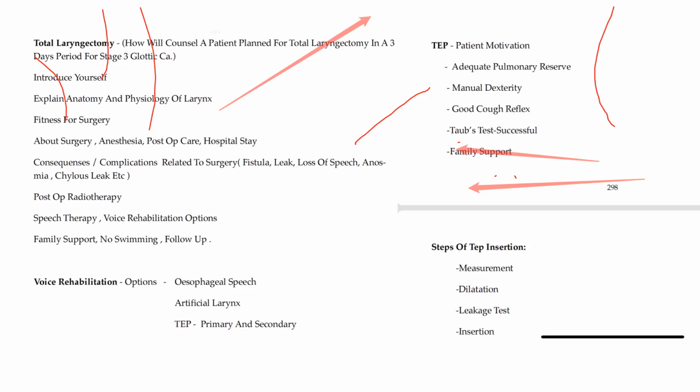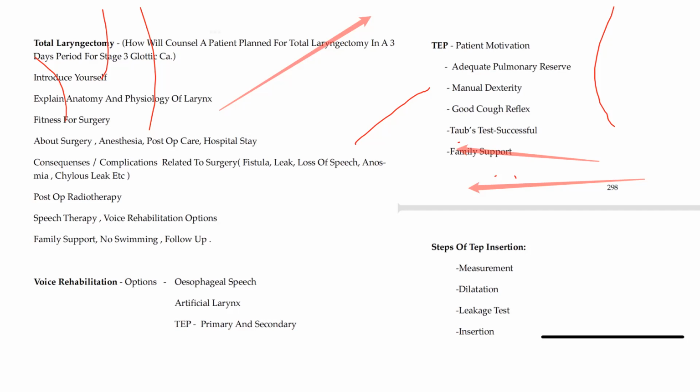But how can we tackle this? Voice rehabilitation, that also you have to tell. You can tell what rehabilitative measures you can take and what the problems are. You should not give the negative component. Even if you remove the larynx, we have so many rehabilitative measures to bring back your voice. There are so many techniques. So you have to give a positive approach to the patient.